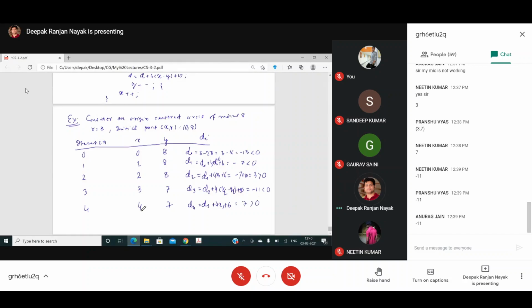If it is greater than 0, in the next iteration, my x value will increase by 1. My y value will decrease by 1, right? It is 5, 6. So then my d value will be the D5 value. Who can say what will be the value of D5?